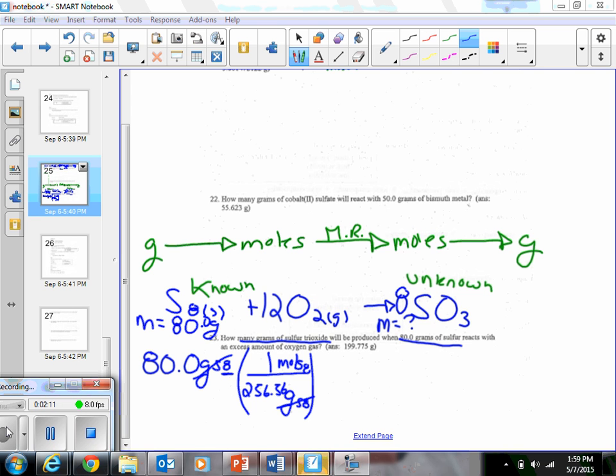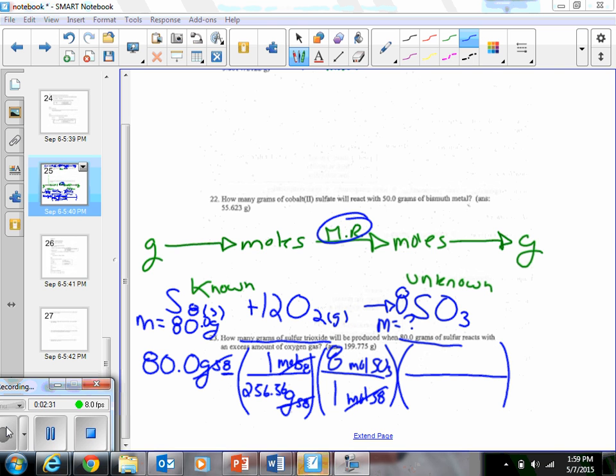This is the step where we use our mole ratio. So I want to cancel moles of sulfur and convert to moles of sulfur trioxide. So my coefficient is 8 over 1. Moles of sulfur cancel. Last step, I want to convert moles of sulfur trioxide to grams of sulfur trioxide.